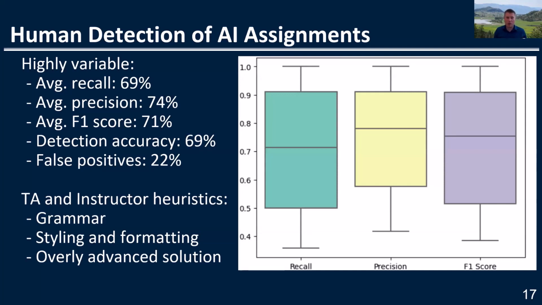22% false positives would not be a system I would want to use. I wouldn't want to falsely accuse 22% of my students that they were cheating on AI.